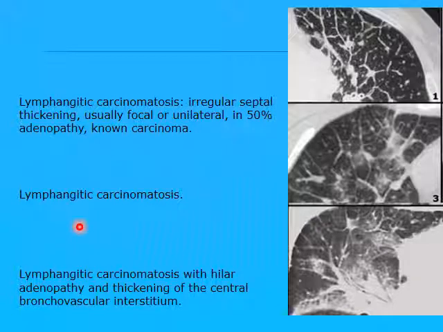Okay? Let us see the different appearance. Nodular septal thickening, smooth septal thickening, and you can see patches of ground glass in addition, or patches of consolidation in addition to these septal thickening. Also, the peribronchovascular interstitium can be thickened.